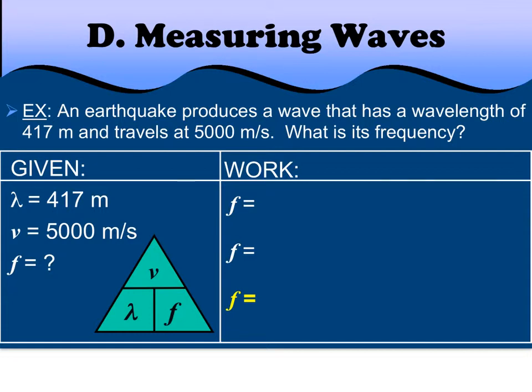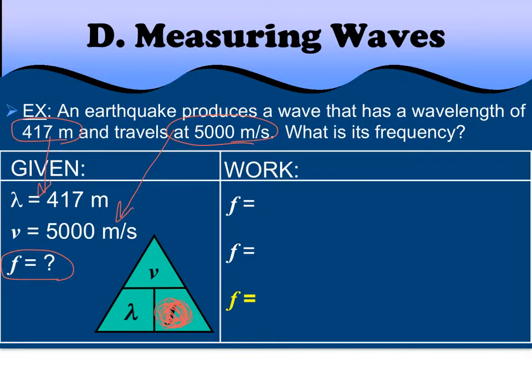So let's go ahead and finish this problem. Again, make sure you write down what you know. We know that the wavelength is 417 meters, so we write it down there. We also know its velocity, it travels at 5,000 meters per second. Here's what we're looking for. We're looking for the frequency. So we cover up frequency on our triangle of physics.